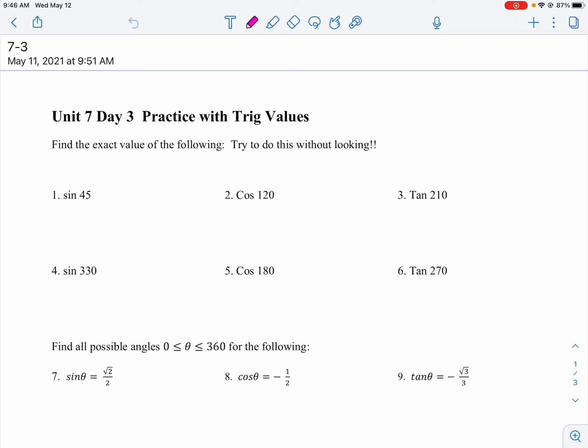So anyway, let's take a look at Unit 7, Day 3. It's basically just a little more practice from Day 2, hence the name Practice with Trig Values. Now on the instructions, it says try to find the exact value without looking.